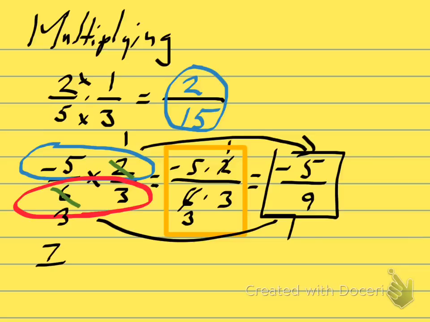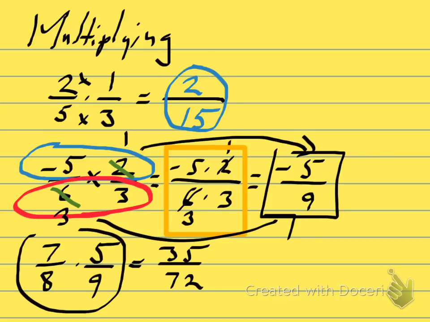All right, let's try another one. Let's try 7/8 times 5/9. All right, do you see anything that cancels on this one? So again, look at the top and the bottom. Unfortunately, I don't see anything, so this one is going to be 35 on the top, and what on the bottom? 72. Yep, 72. And if we do our work correctly, and we double check very carefully that nothing over here canceled, then this will already be in simplest form.